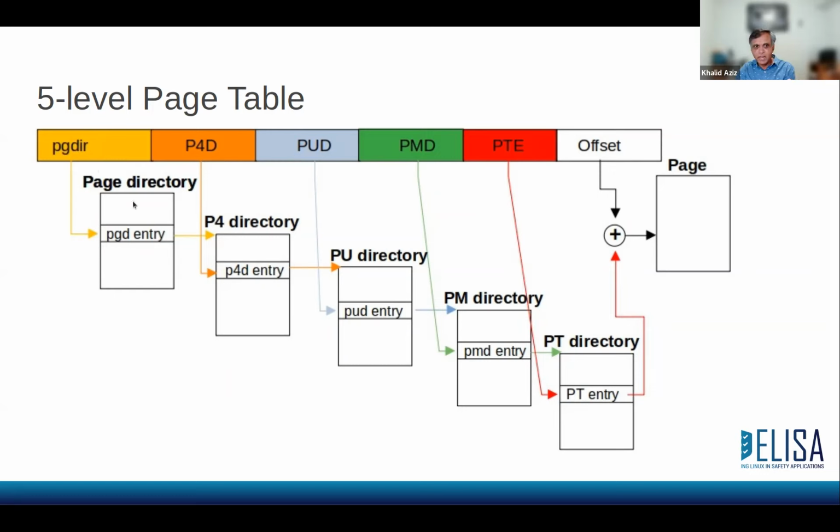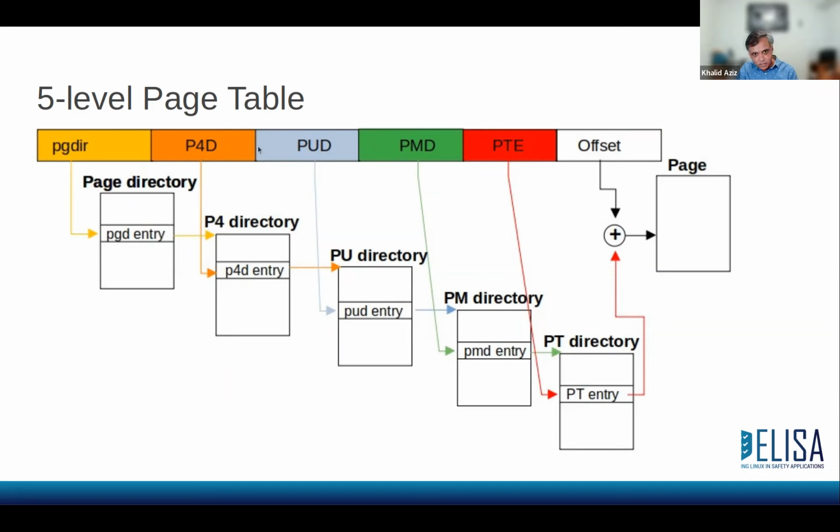The page directory will have one entry for each of the pages for the page directory. So let's say each one of these is 10 bits, so we'll have 1,000 entries in the page directory. When we look at an address, we get the page directory index and index into the page directory. This page directory entry simply points to the start of a level 4 page directory, and this page 4 directory index part of the address gives us an index here.